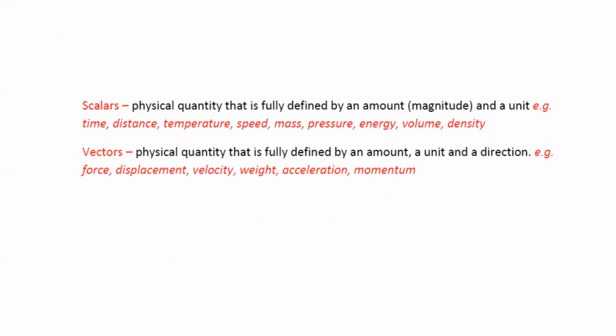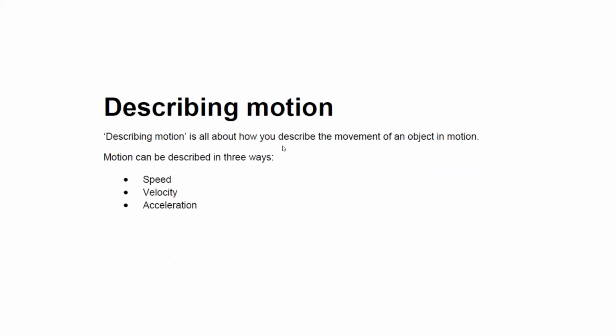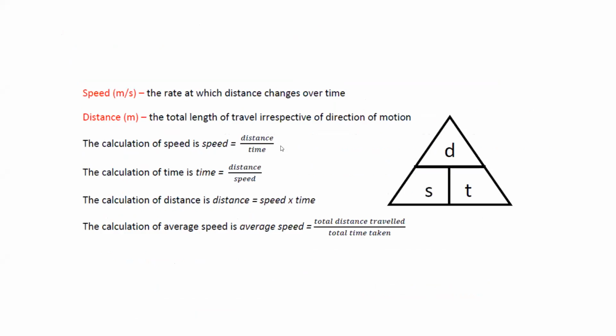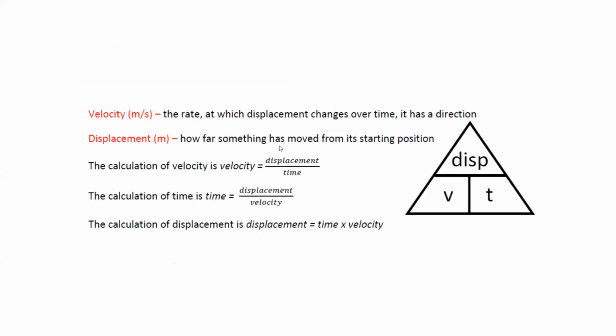So last session, a quick revision, we started with the concept of scalar and vector. Scalar quantities have magnitude and unit, and vector quantities have magnitude, unit as well as direction. When we describe a motion, we normally describe it in terms of speed, velocity, and acceleration. Speed is how much distance is traveled by an object in a unit time, whereas velocity is displacement in unit time. Speed is a scalar quantity, velocity is a vector quantity.